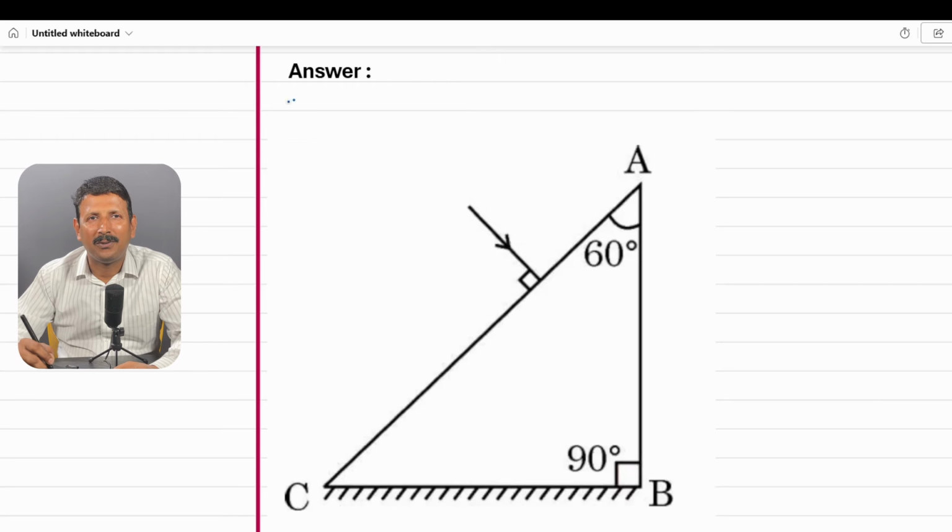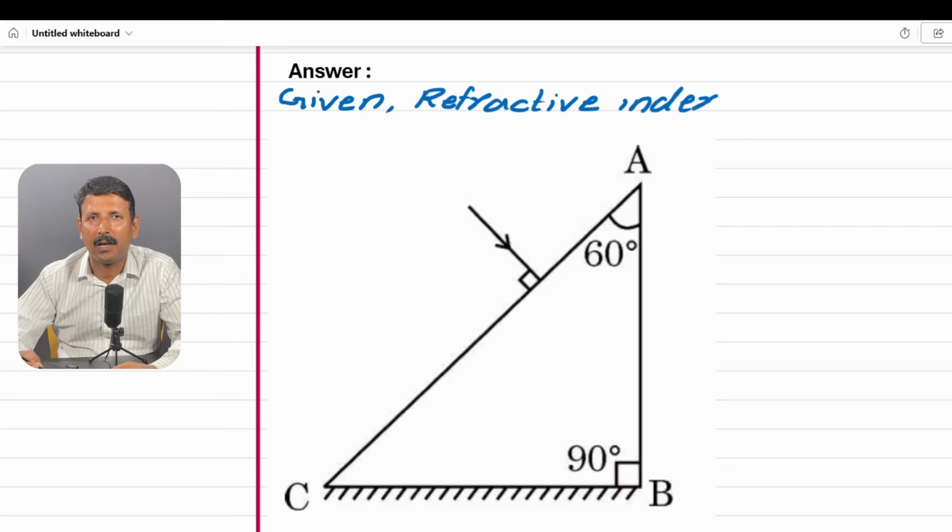Okay, let's start now. This is the diagram given in the question. I pasted a copy here, and whatever is given in the question I have already marked. From this point we want to start drawing. Before drawing we have a small calculation from the refractive index data. The given refractive index is square root 2.